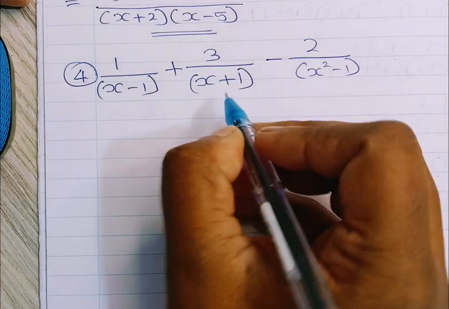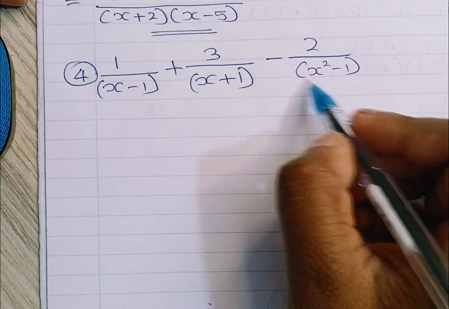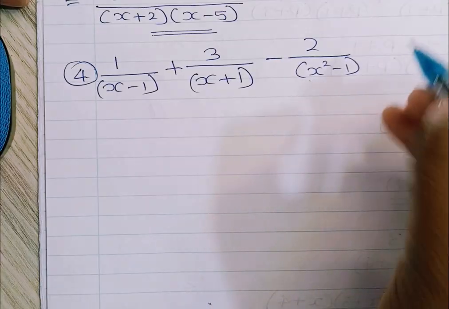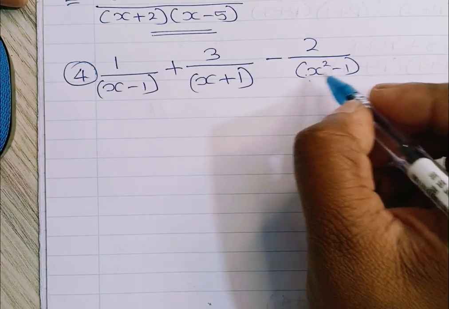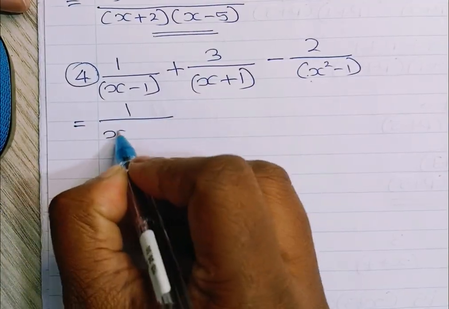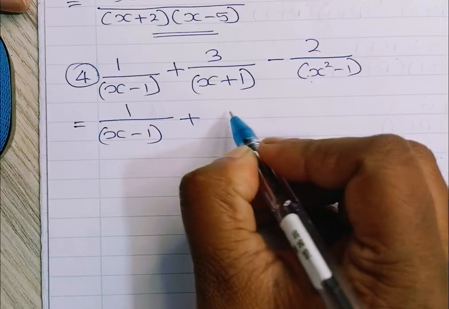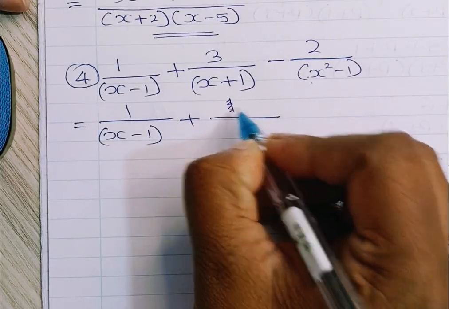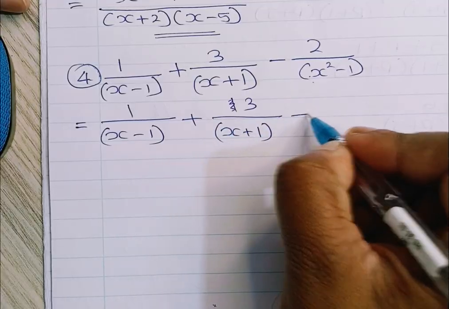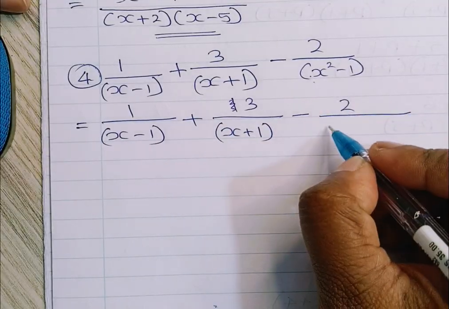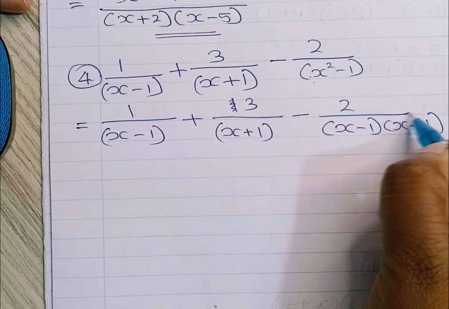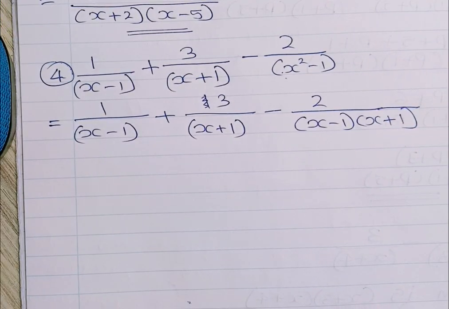All the denominators are not equal, but you can see the last one has a quadratic term, right? And you can also see that this is the difference between two square terms, so you can factorize it easily. That means 1 over x minus 1 plus 3 over x plus 1 minus 2 over this one. I can factorize it like here. It is x minus 1 times x plus 1, right? Okay, so I can write it this way.